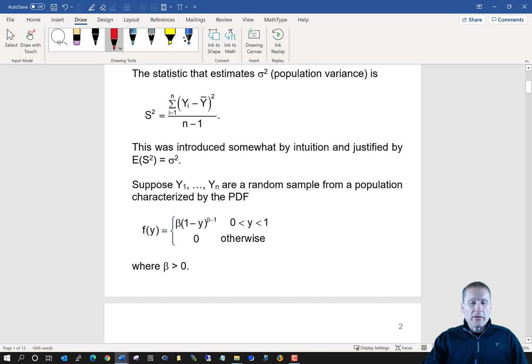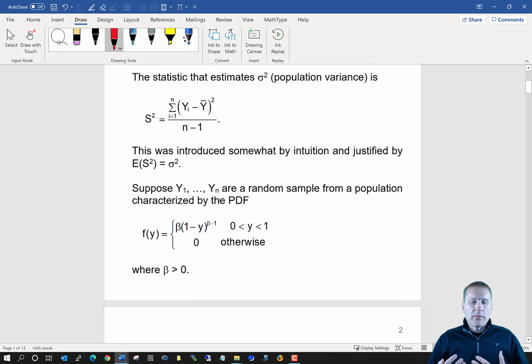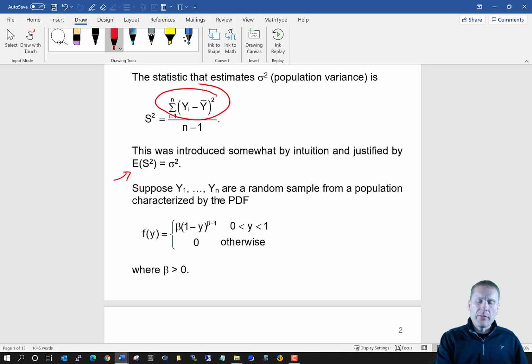Now, we've also talked about using the sample variance to estimate the population variance. This was somewhat introduced by intuition, where we take the sum of these y's, subtract y bar, square them every time, and then get an average value, where we divide by n minus 1. This was further justified by finding that the expected value of s squared was equal to sigma squared. Thus, s squared is an unbiased estimator of sigma squared.